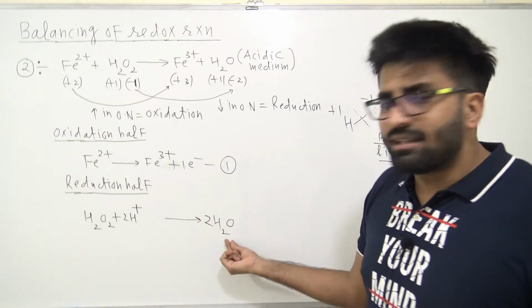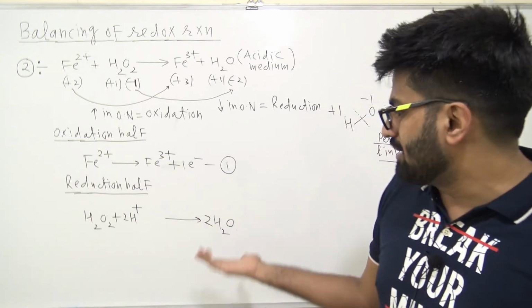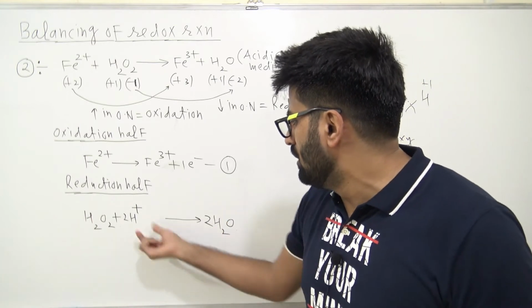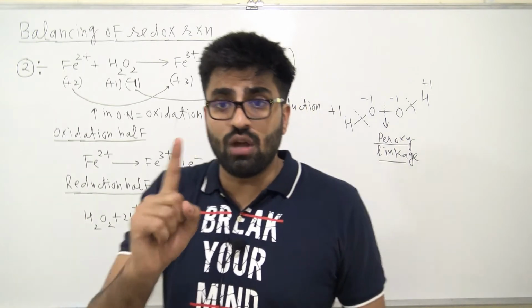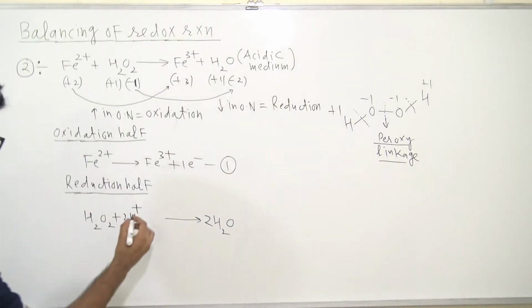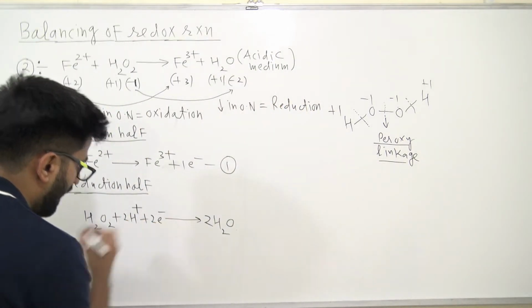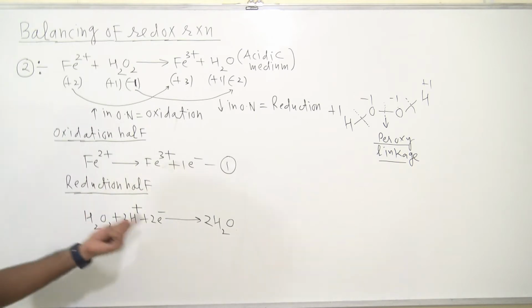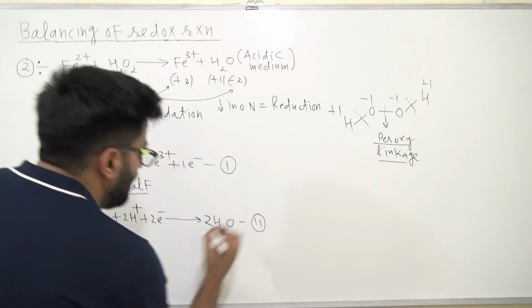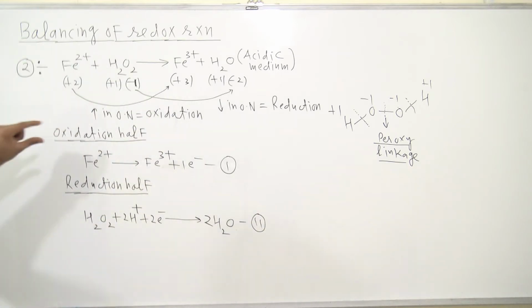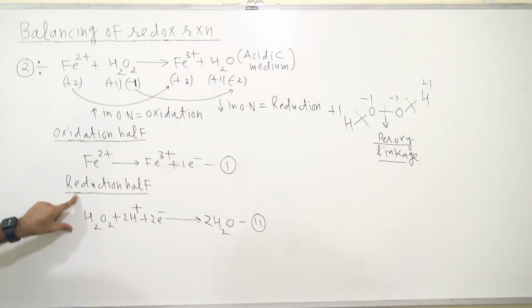The product has 0 charge, because water is a neutral molecule. Here we have +2 charge, so I need to make it 0. So I need to add 2 electrons here. I have added 2 electrons. Now this is your balanced reduction half. This is your balanced oxidation half, and this is your balanced reduction half.